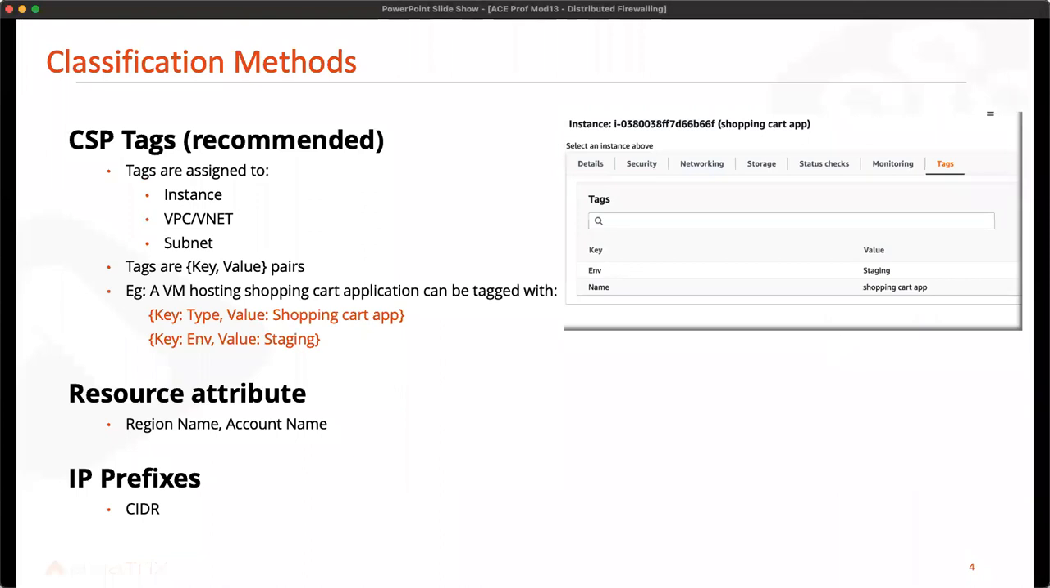So this is an example of CSP tags. Like in AWS, you can go under tag and say this is the environment, part of staging, and the name is a shopping cart application. And then if you define the smart group based on these, then this instance, for example, will be part of that group.